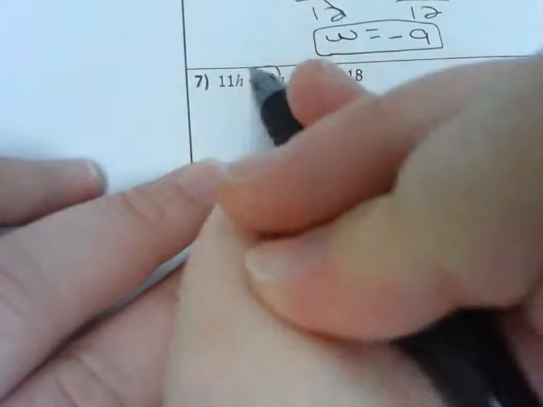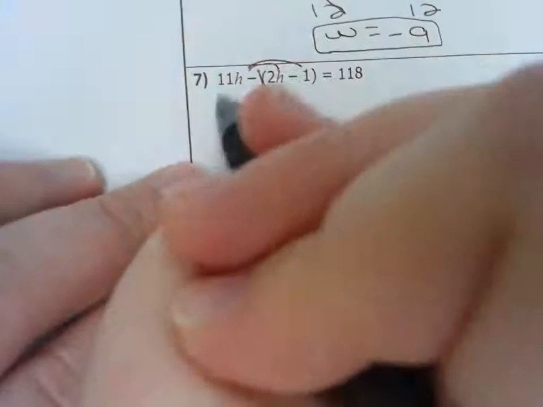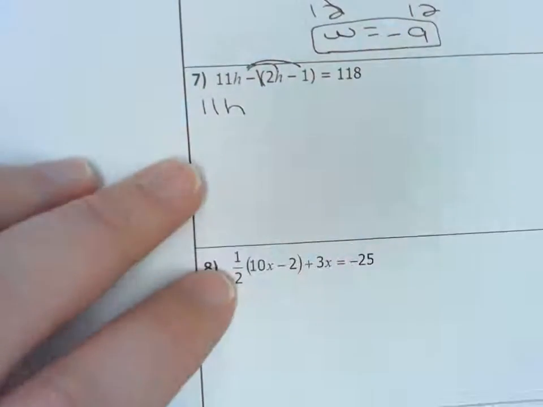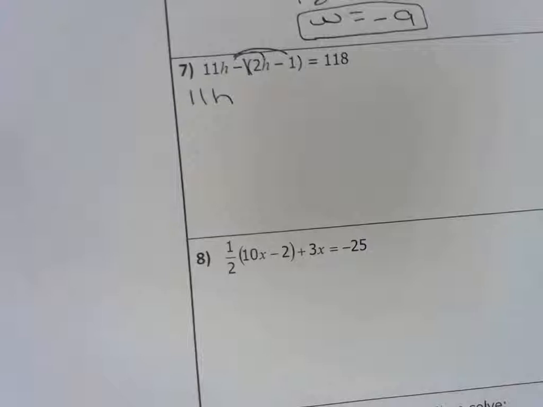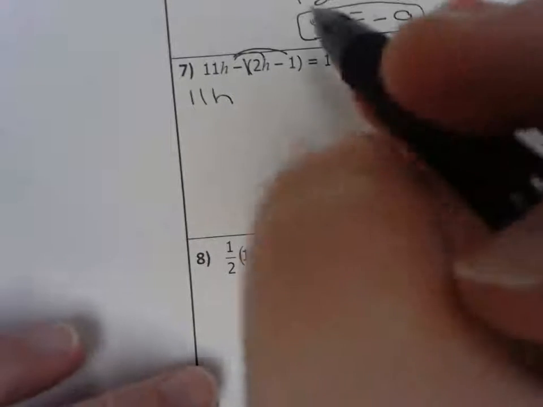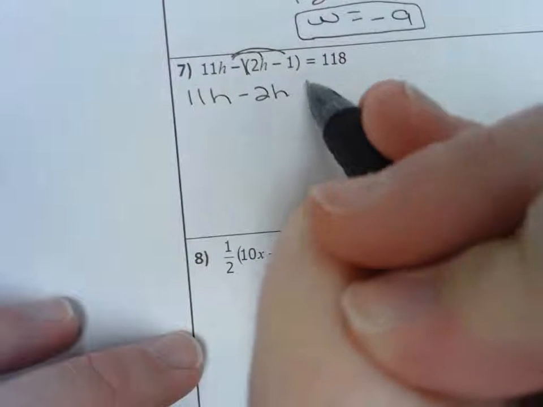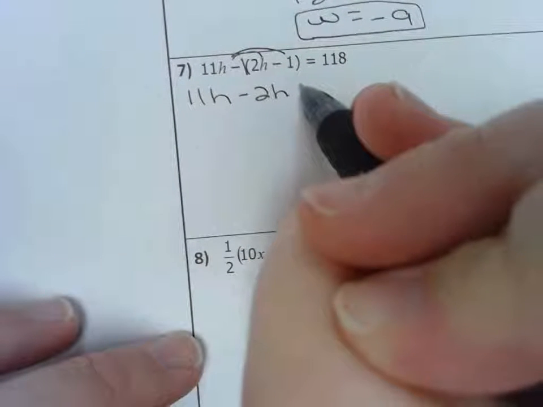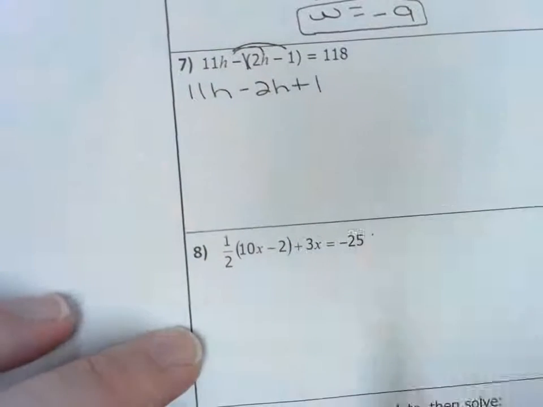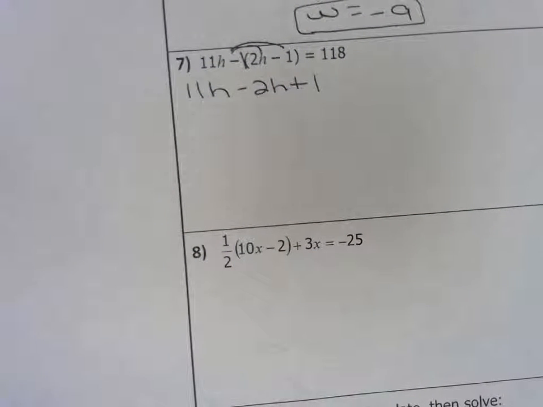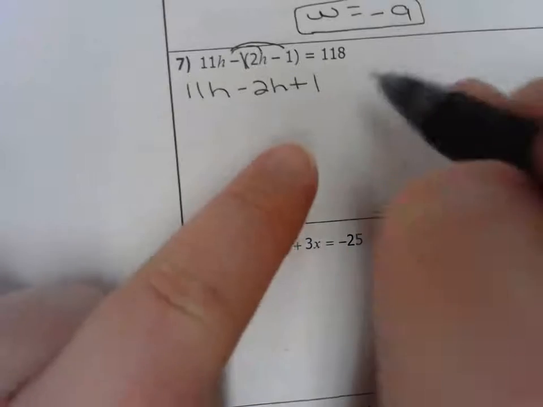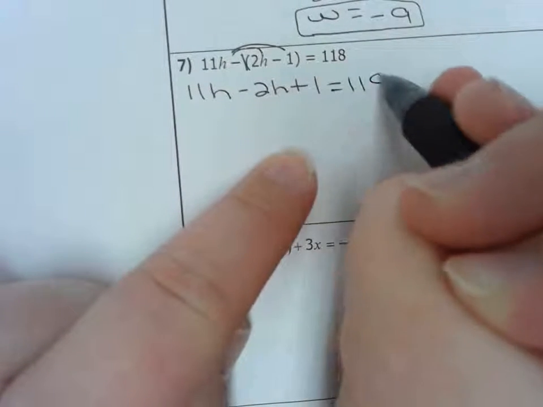If I distribute the -1, actually, we put the 11h out there first. I'm not distributing the 11h, it's just there. If I distribute the -1, what do I get? Justice, what do I get when I distribute -1? -2h, and then +1. Yep. Basically, when you multiply by a -1, you just change the sign. So -2h plus 1 equals 118. Good.